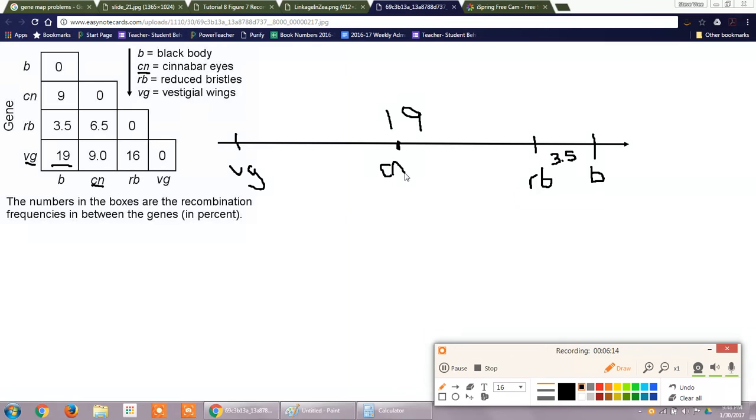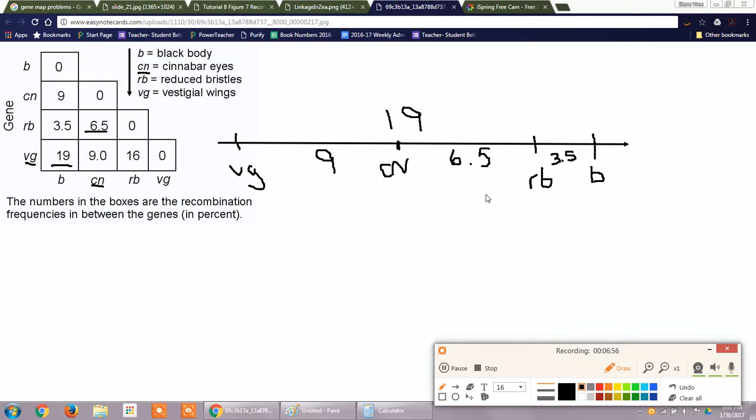So CN is a distance of 9, which means this is a distance of 10 from CN to B. Let's check that. CN to B is a distance of 9, so they're saying it's 9. So what's the distance between CN and RB? CN and RB, oh look at that, 6.5. Alright, 6.5 and 3.5 make 10. So you can see those smaller numbers tend to be accurate. The bigger numbers maybe not as accurate. So they're not going to always mathematically work out, but I'm pretty confident that I got this one straight.